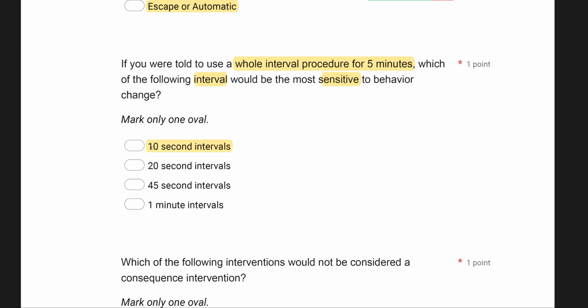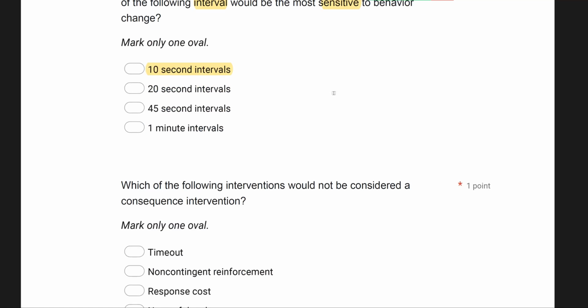That's a more high level measurement question, so try to understand that thought process. Why would the smaller, shorter interval, which gives you more intervals, be more sensitive? Well, you have more opportunities for data collection, and the intervals are shorter, giving the client more time to respond and for you to collect that data. Again, whole interval has got to happen the entire time.